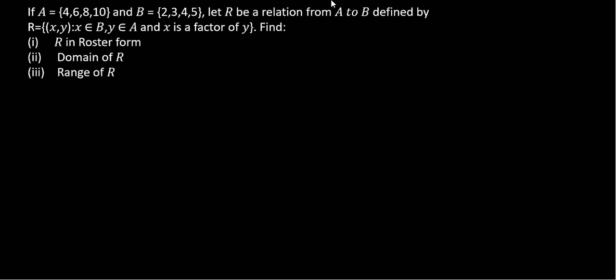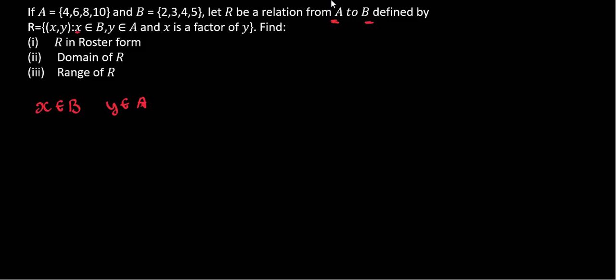Okay, now let's also look at this one. If A equals 4, 6, 8, 10, then B equals 2, 3, 4, 5. Let R, that's a relation, be a relation from A to B, defined by X and Y, where X is a member of B, then Y is a member of A. That's what they mean here. X is a member of B. Then Y is a member of A.